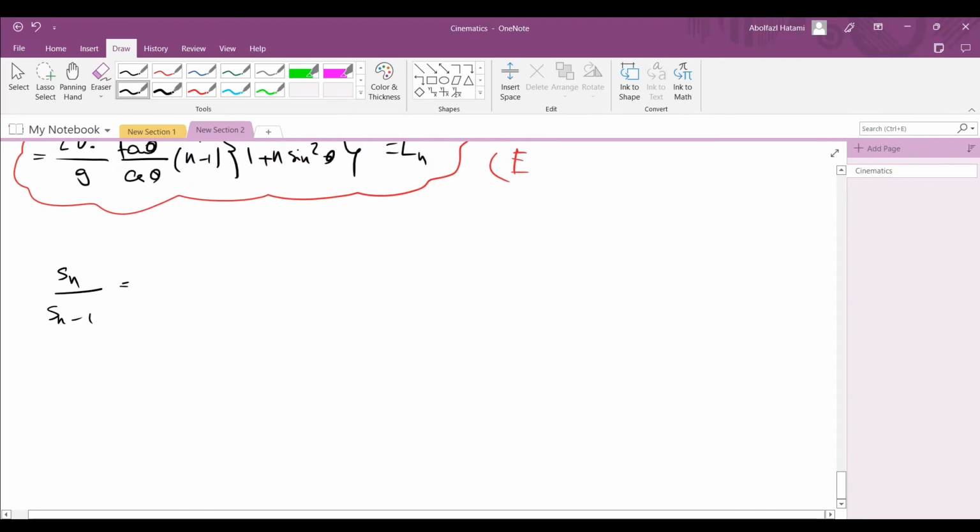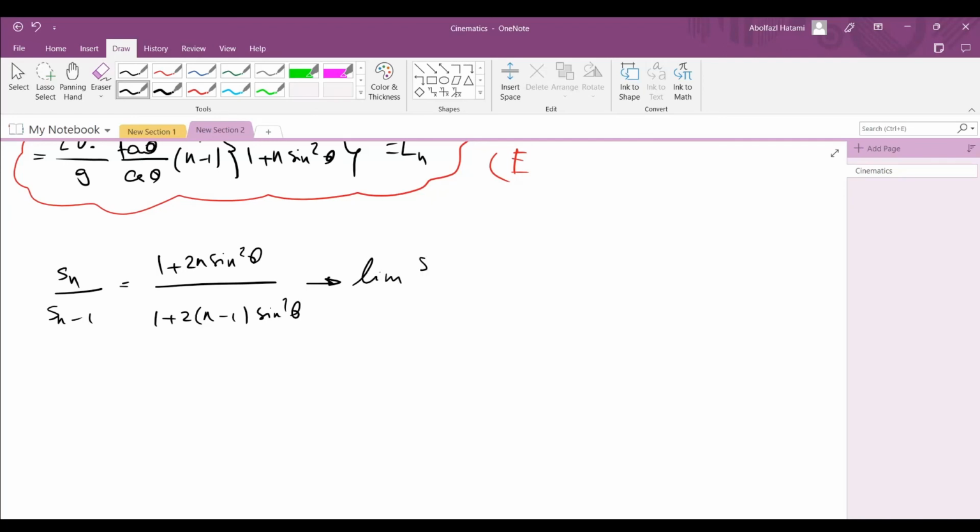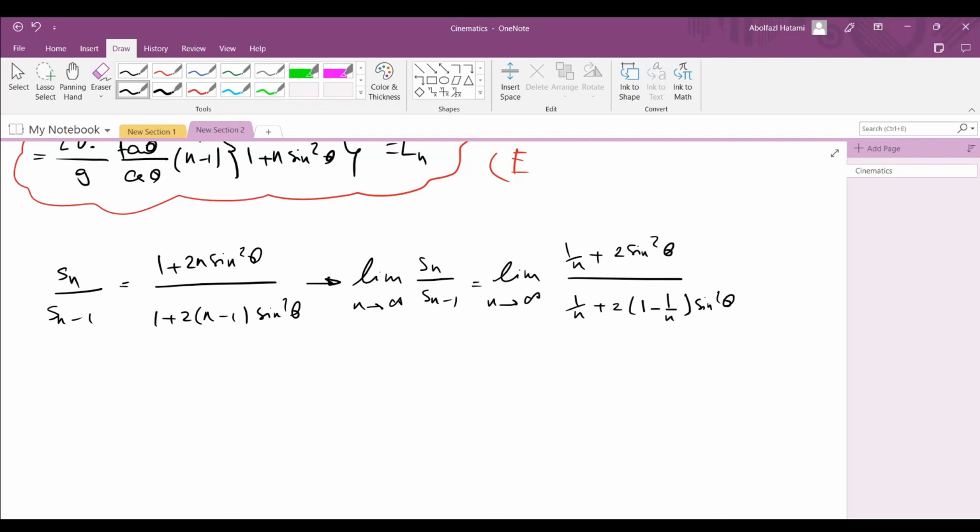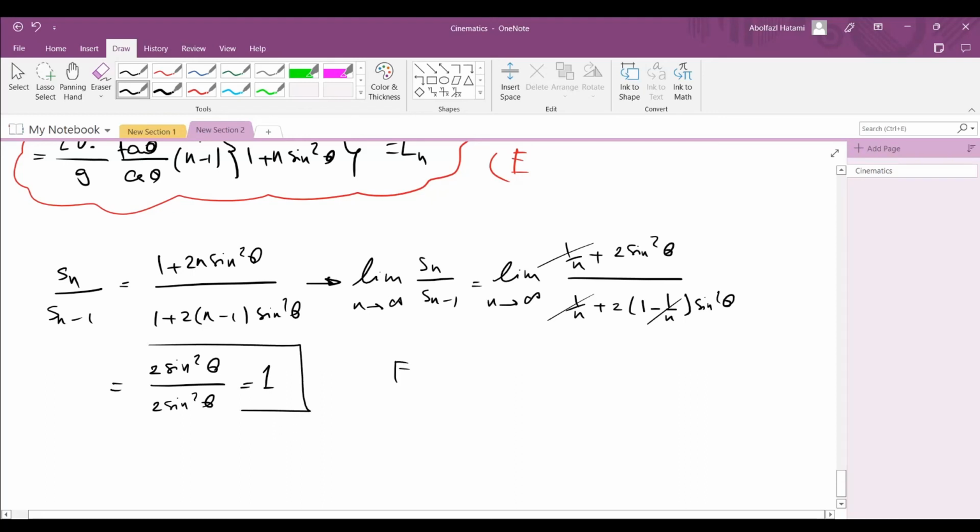Sn divided by Sn minus 1 is going to be 1 plus 2n sine squared divided by 1 plus 2 times n minus 1 sine squared. And if we want to calculate the limit of this term when n goes to infinity, we can divide both terms by n. It is 1 divided by n plus 2 sine squared of theta, over 1 divided by n plus 2 times 1 minus 1 divided by n sine squared of theta, and 1 divided by n is going to be 0 when n goes to infinity, so we can eliminate this term, and we will have 2 sine squared of theta divided by 2 sine squared of theta, which is just 1, and it is also part E.